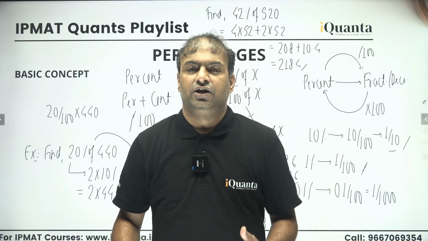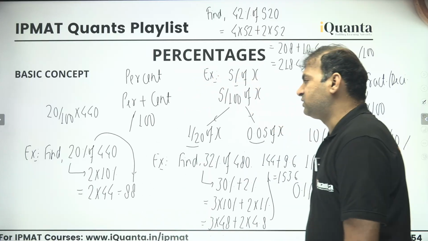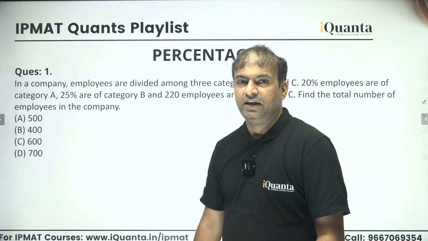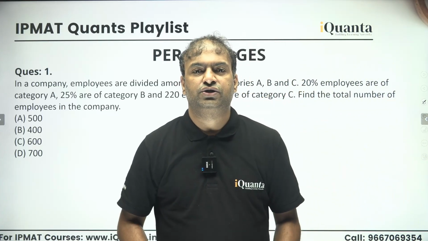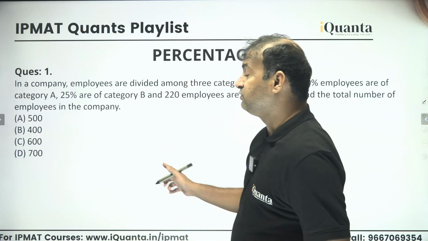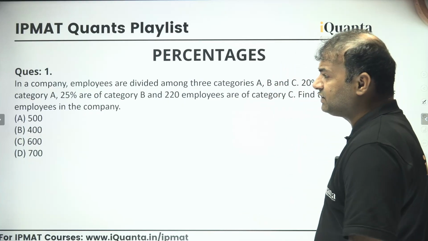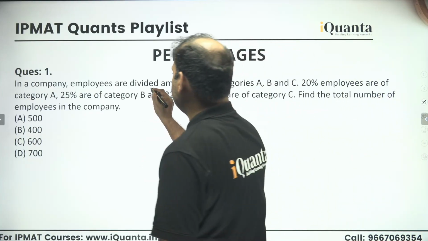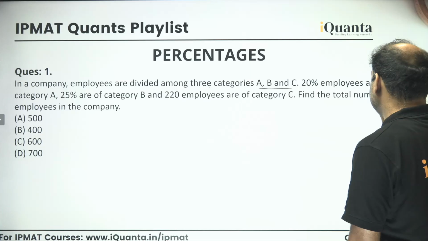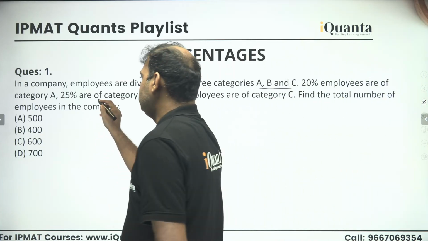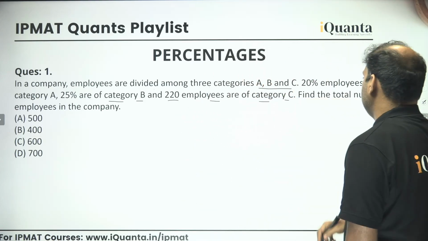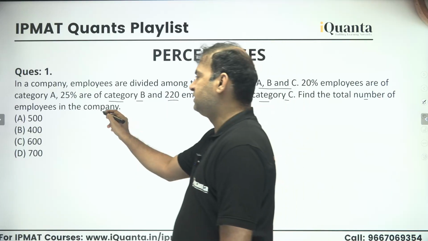All right. Now guys, the next thing we'll be doing is some very basic word problems. Because, in the end, in the examination, they ask arithmetic questions only in the form of word problems. So here comes the first word problem, which says that in a company, employees are divided among 3 categories, A, B, and C. 20% of employees are of category A, 25% of category B, and 220 employees are of category C. Now find the total number of employees in the company.